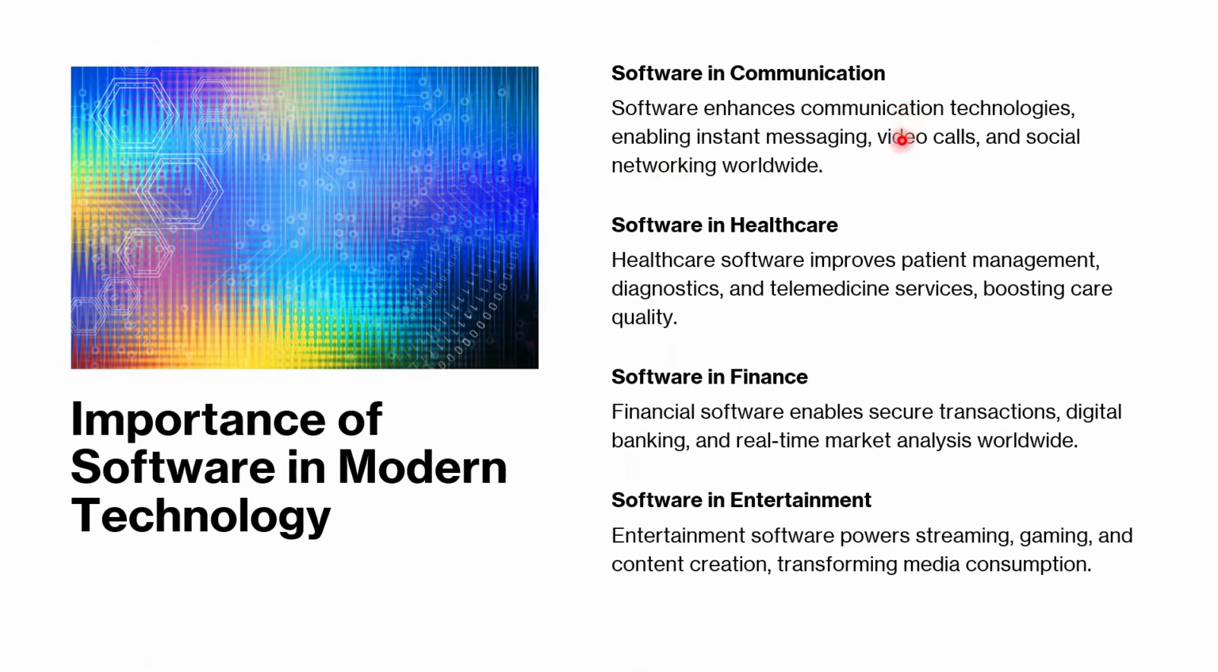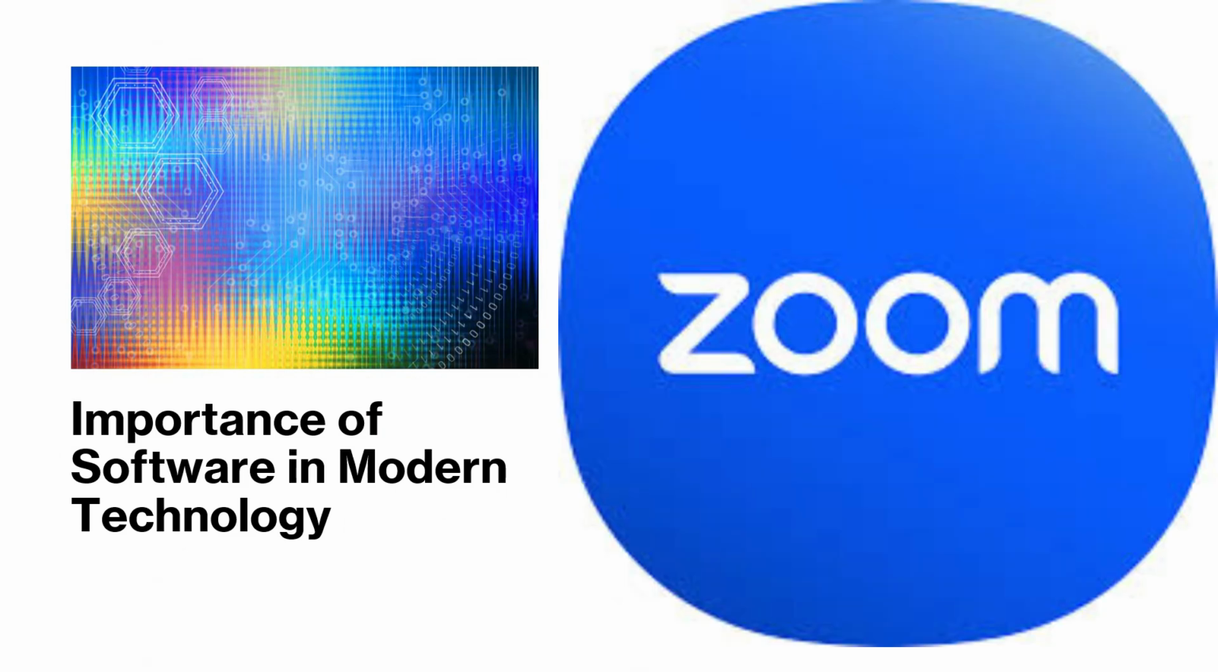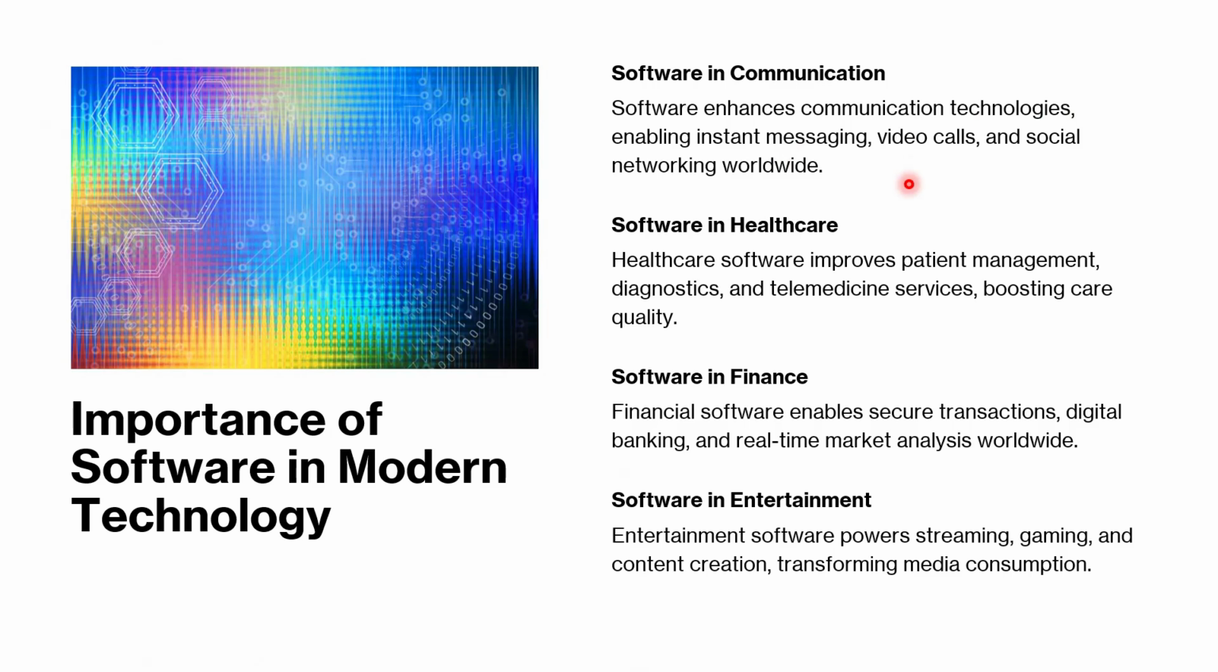Software in communication. Software enhances communication technologies, enabling instant messaging, video calls, and social networking worldwide. Nowadays we can do video calling using WhatsApp and using the Zoom application, and various applications are available. WhatsApp is software, and Zoom is also software, that allow us to perform video calls. We use social media and connect to various people using WhatsApp and Facebook. So these are all types of software.